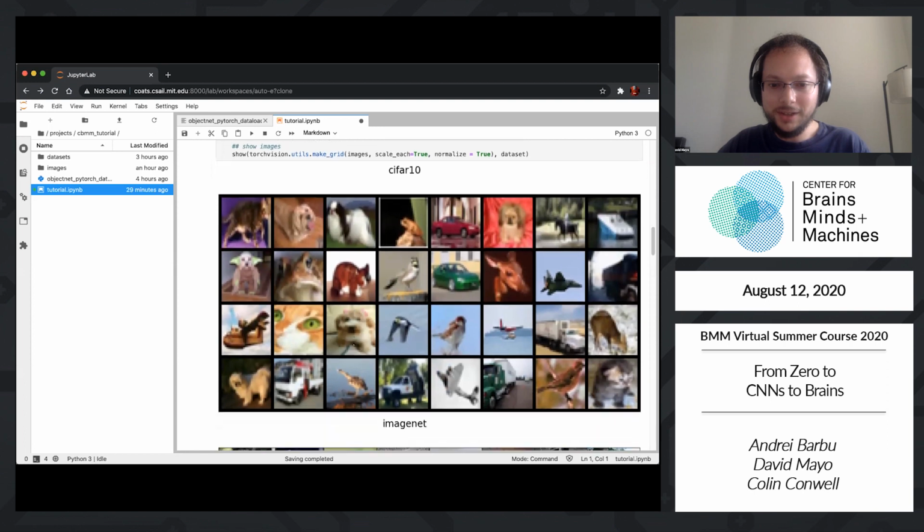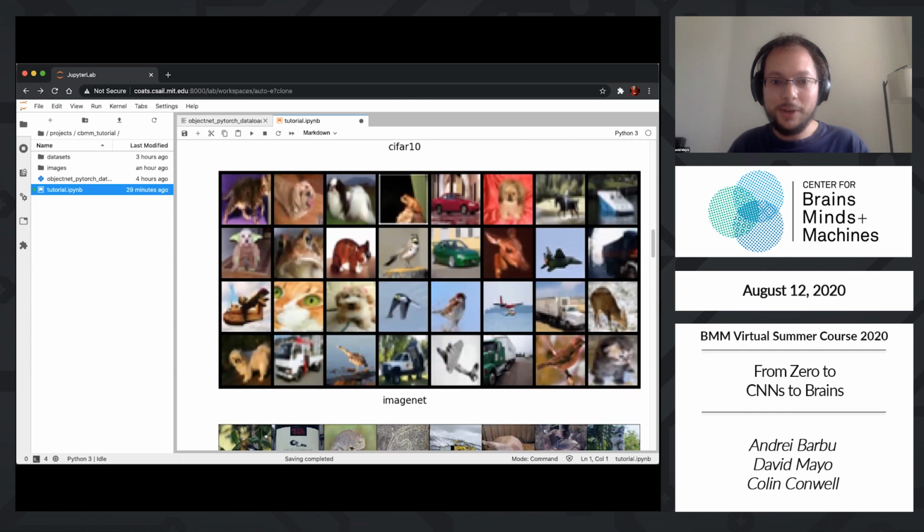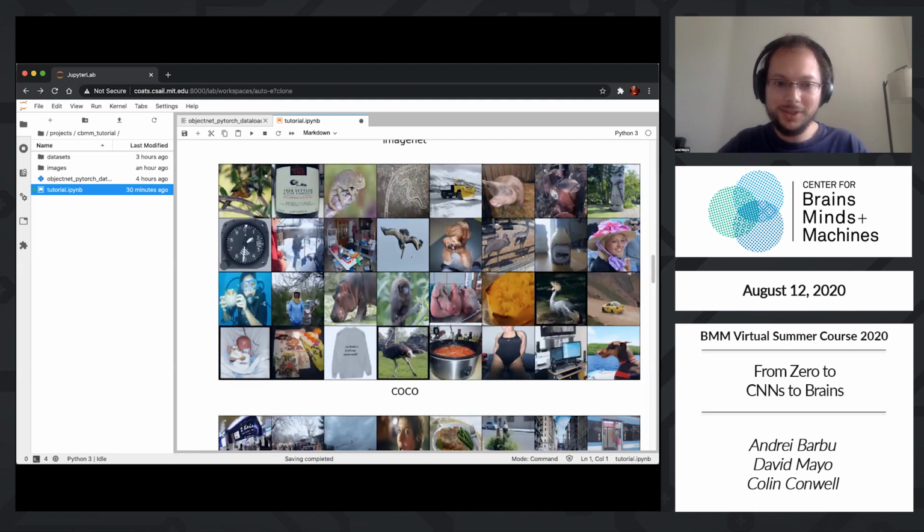So CIFAR10 here was an earlier data set. As you can see, it's a little lower resolution, but you get the sense very quickly of what the data set characteristics are. For example, there are many dogs here and cats and animals, and the objects are all centered and fairly large in the field of view. ImageNet was created by web scraping Flickr, and so many of these images look a little more like stock photos or are taken to be a little more artistic. For example, this picture of a diver holding up a sea creature or a watch here.